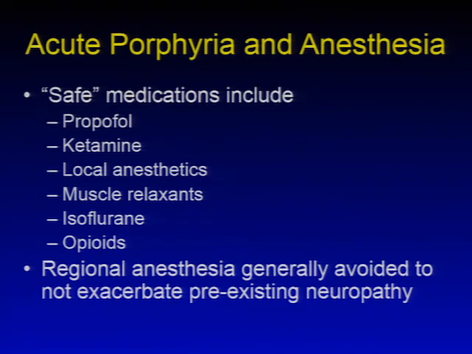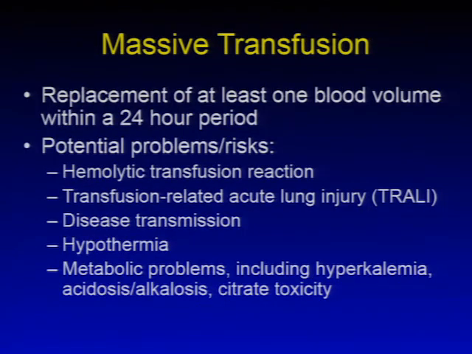Now, since there are medications that can trigger it in anesthesia, what is safe? Well, propofol has been used in these situations and is safe, as well as ketamine. Local anesthetics, muscle relaxants, the inhalation agent isoflurane has been used and is very safe, as are the opioids. Generally, in these patients, most practitioners avoid regional anesthesia so as not to exacerbate any pre-existing neuropathies that might already exist in these patients.